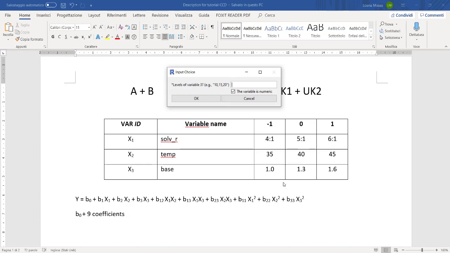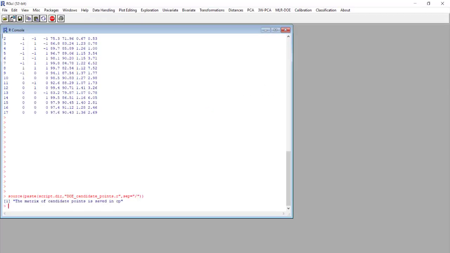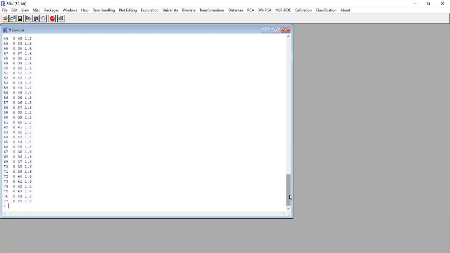The levels are for the base. Here, the range goes from 1.0 to 1.6, and so we decide to have a spacing of 0.1. So the lowest level is 1.0, 1.1, 1.2, 1.3 is the center point. Okay, so we have 7 levels, and we expect to generate 77 possible combinations. The software already calculated and composed this matrix that is called CP, candidate points. We can see this matrix, and as you can see, we have all the combinations with the first variable always at 0 level and the others at the levels that we selected.